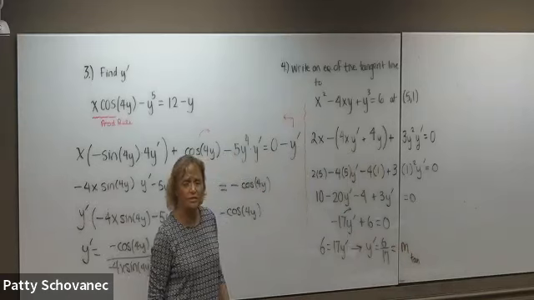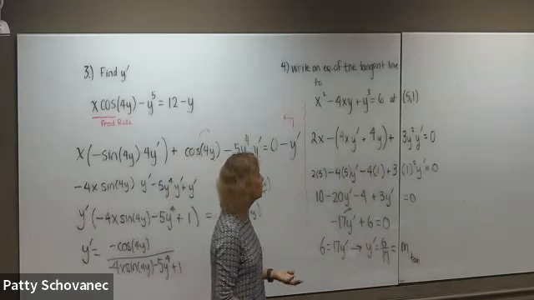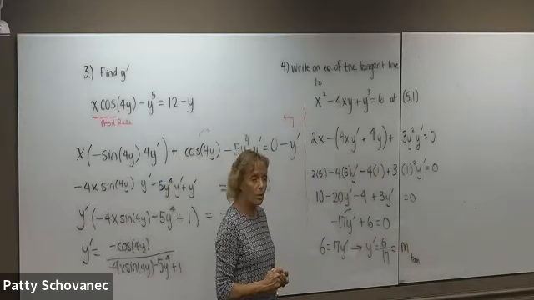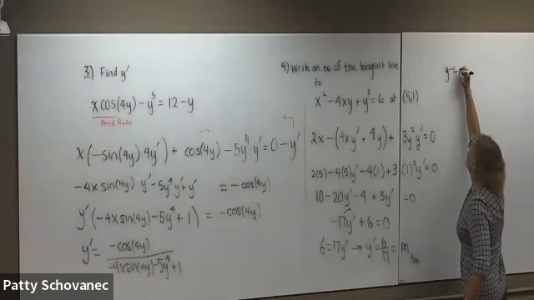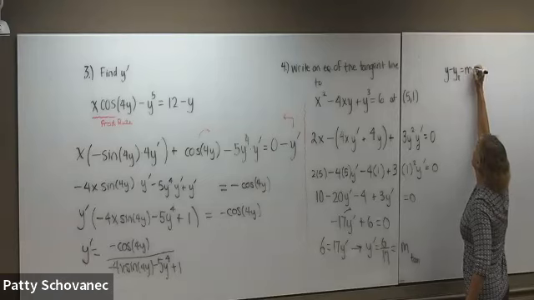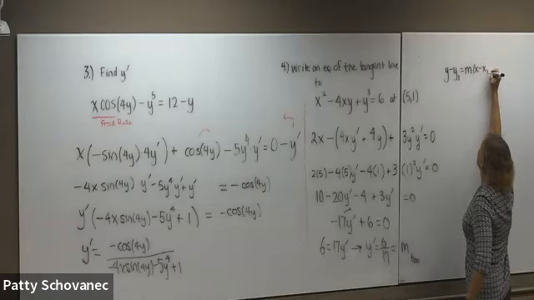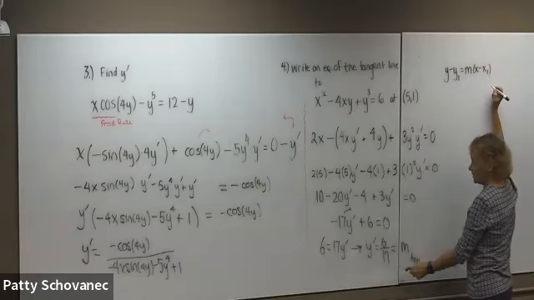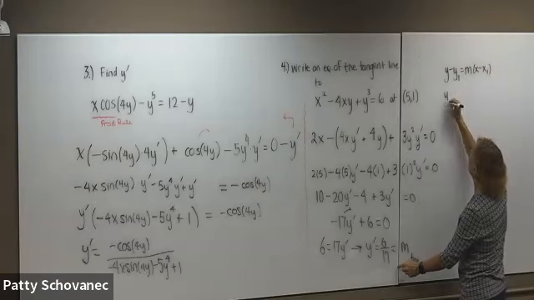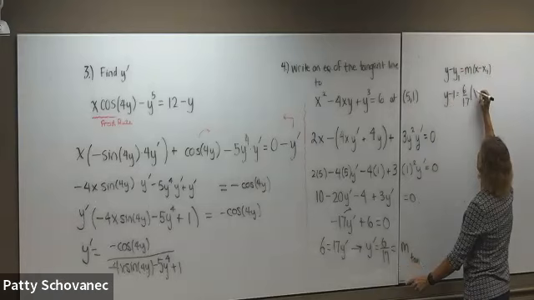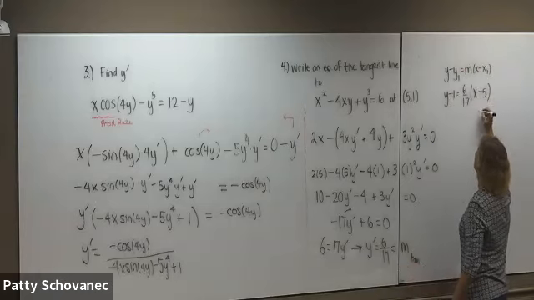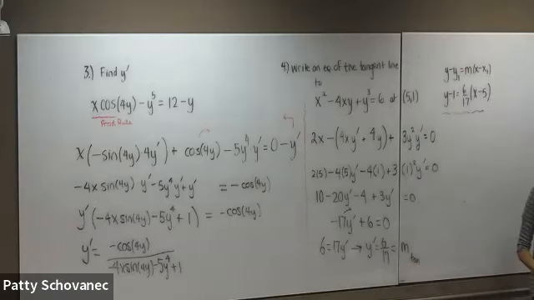To write the equation of the tangent line, we just fill in the point slope form. y minus y1 is equal to m times x minus x1. There's my x1, y1, and there's my m. So y minus 1 is 6/17 times x minus 5. And it's not worth multiplying that out.